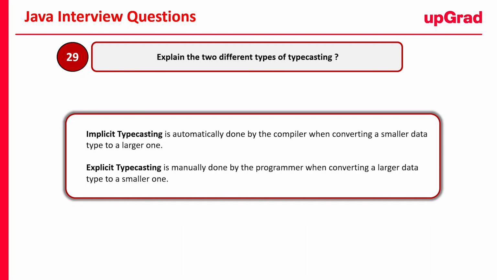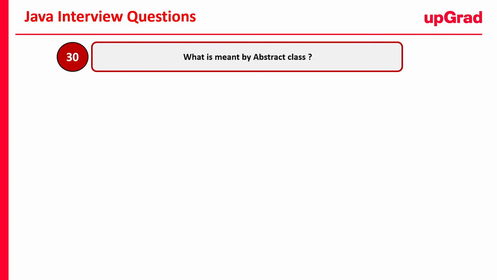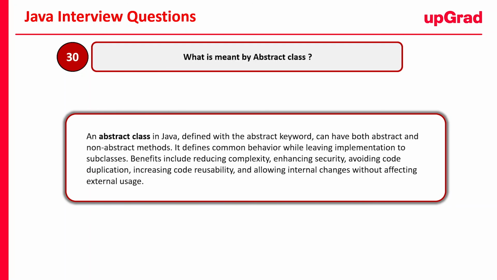Now moving on to the next question, which is question number 30. So what is meant by abstract class? When you're asked about abstract class in Java, the interviewer is testing your understanding of abstraction and design principles. Here's how you can explain it. An abstract class in Java is defined using the abstract keyword and can contain both abstract and non-abstract methods. Abstract classes provide a way to define common behavior while leaving some implementation details to be specified by the subclass.